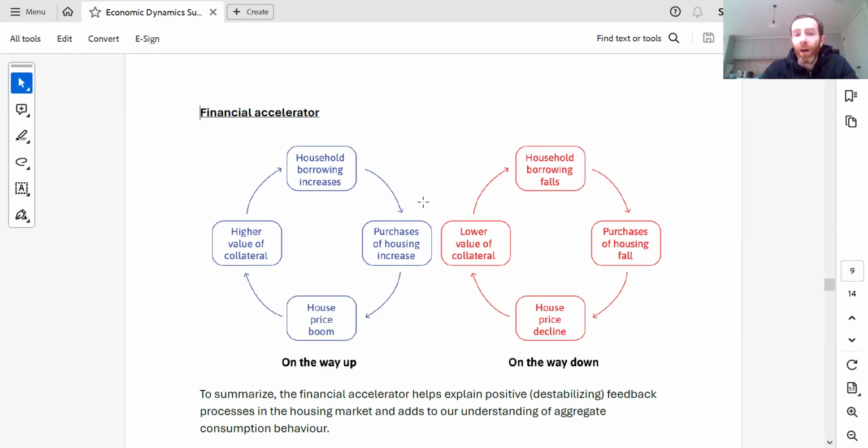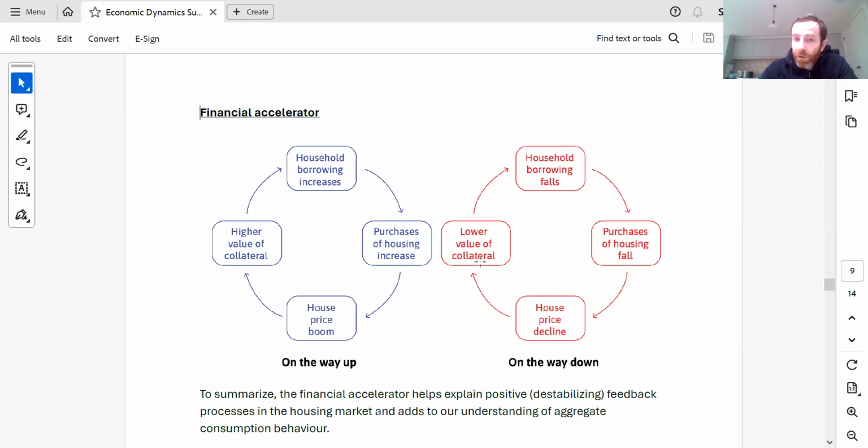And so that could lead to people then going out and buying a new house. And so that's going to increase the demand for houses, which then pushes the prices up even more. And so you can see here a very clear positive feedback process. That initial shock pushing prices up, increased collateral, and then increases the demand for housing, which pushes prices up again.